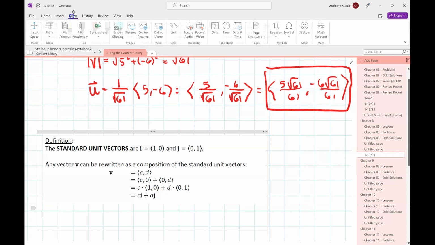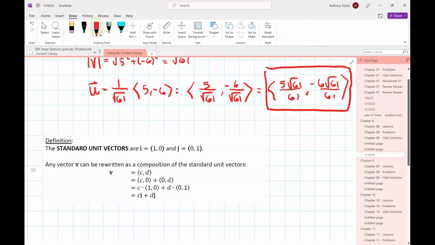So what we did here is, if we have some vector c, d, I can rewrite that as the vector c, 0 plus the vector 0, d. Right, if I add those together, I get c, d again. I just separated an X-only vector and a Y-only vector. Everybody's okay with that idea? It's the equivalent of, like, when we drew things on the unit circle, we broke it into an X part and a Y part. The same idea. Everybody's cool with that?